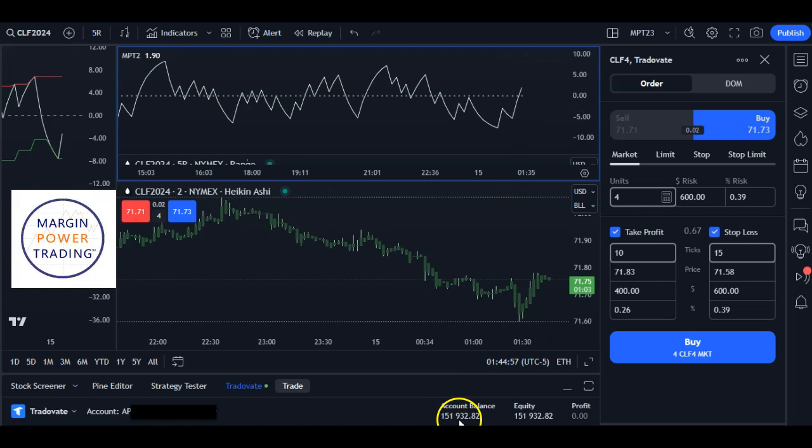This right here, this account balance, I've had this account for 3 days. It started at 150,000. I've pulled in $1,932.82 in 3 days. Tuesday, Wednesday, Thursday trading session. And I do not trade after 12 o'clock Eastern. And I haven't traded before 9 o'clock Eastern time this week. And that's just, this is a prop challenge. And so right now I'm working my way through the prop challenge.